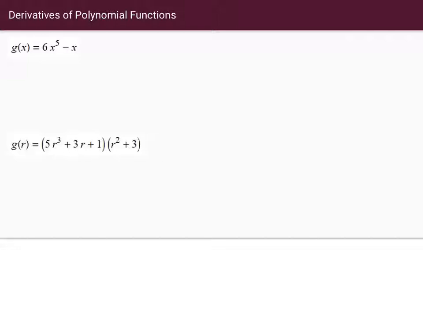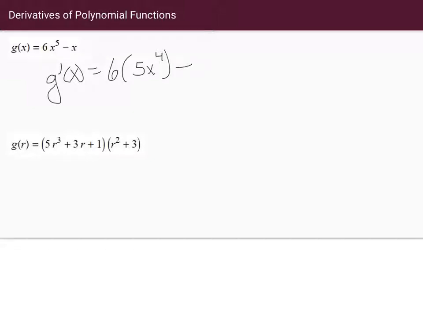Okay, so let's see how you did. We've got g of x equals 6x to the 5th subtract x. So that means for g prime of x, first I should take the derivative of 6x to the 5th. The 6 is going to come along for the ride, and I find the derivative of x to the 5th using the power rule, which is 5x to the 4th.